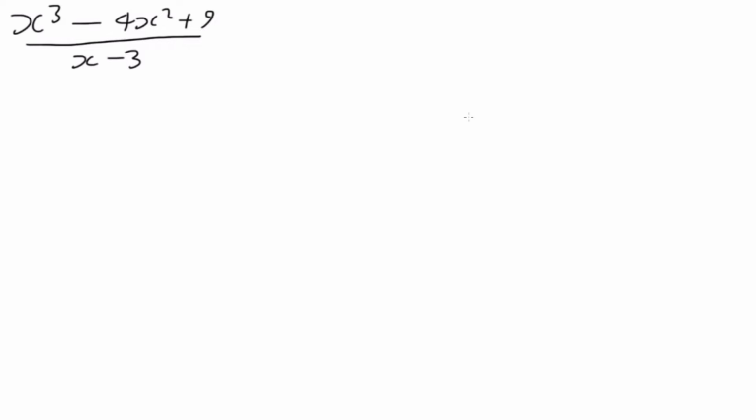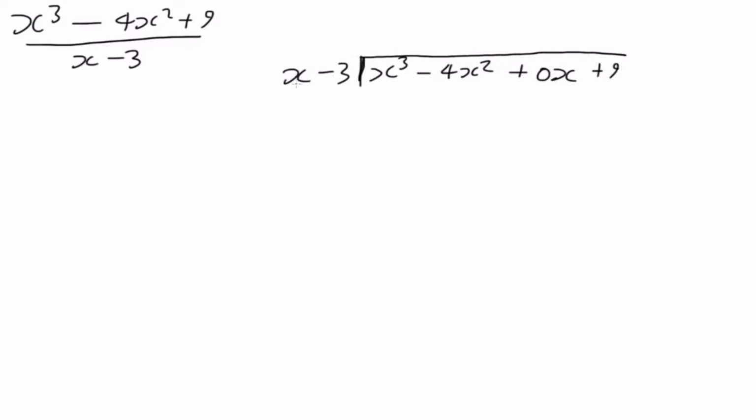So this is our next example. If you want to pause the video and have a go, you're more than welcome. Let's work through it. So x minus 3. Let's build a little wall and just write this top value, x cubed minus 4x squared. And I know there's no single x value, so we're just going to fill it in with a 0 and then plus 9. Now let's put a little roof on our building. So what do we times x by to get x cubed?